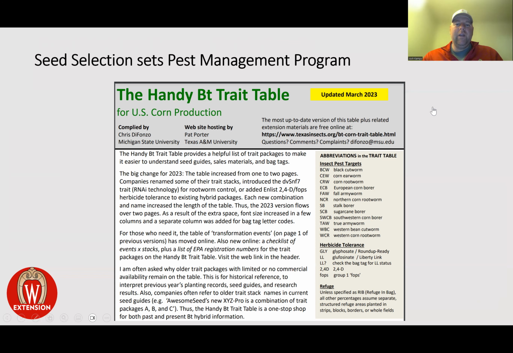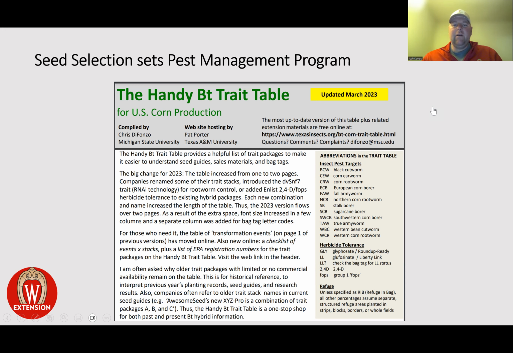So this trait table, this is just an excerpt of it. This is updated every year. And this helps you be able to kind of sort through all of the different variety trait names and know exactly what those traits are targeting in the field, whether it's an insect pest or whether it's a herbicide tolerance trait.